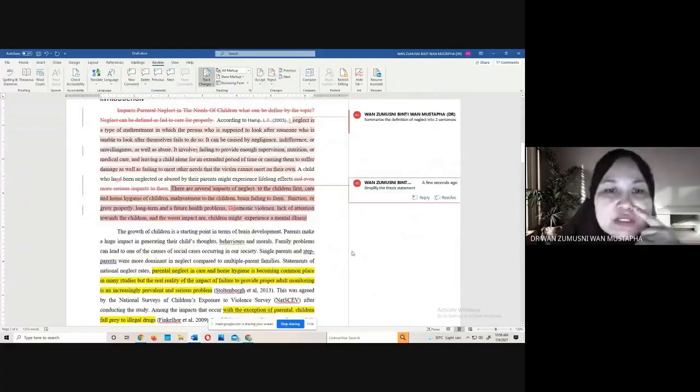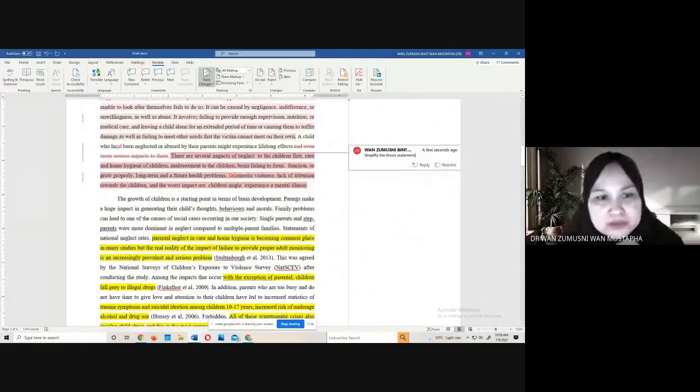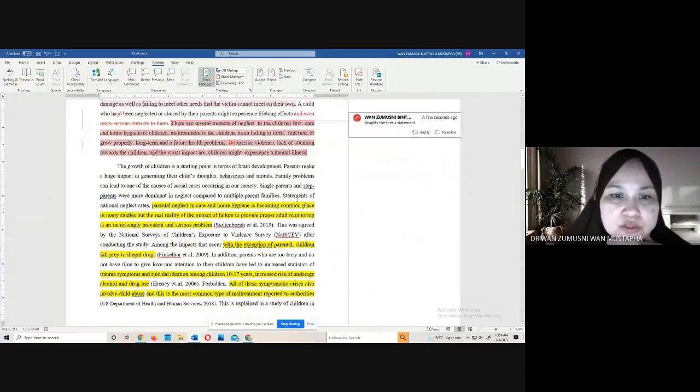So in the first body paragraph, the growth of children is a starting point in terms of brain development. Parents make a huge impact in generating their children's thought, behaviors, and morals. Family problems can lead to one of the causes, social causes. Single parent and step parents were more dominant in neglect compared to statement of. Is this whole thing from Stottenbach et al.?